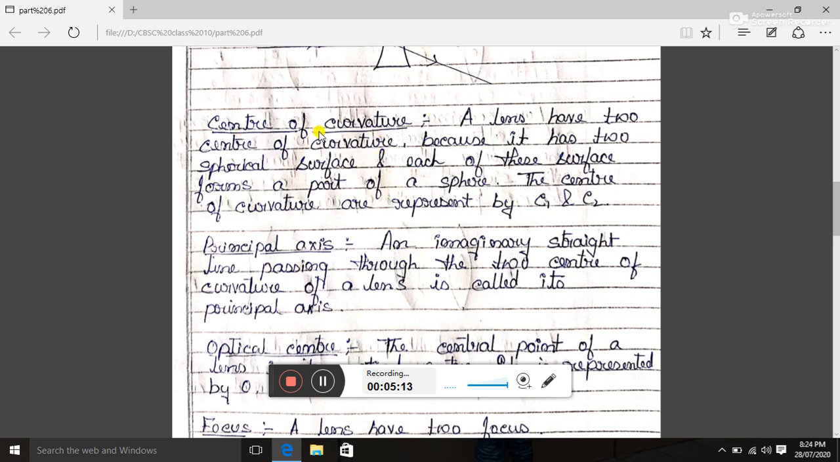So first let me start with the center of curvature. A lens has two centers of curvature because it has two spherical surfaces, and each of these surfaces forms a part of a sphere. The centers of curvature are represented by C1 and C2.